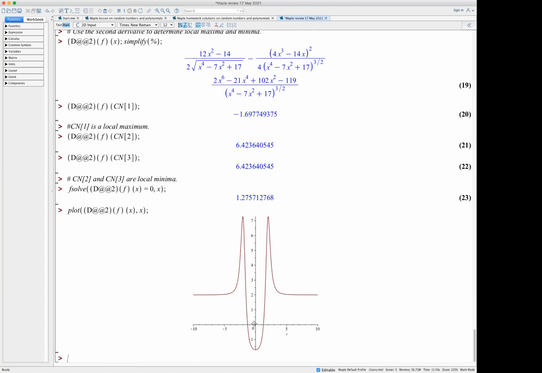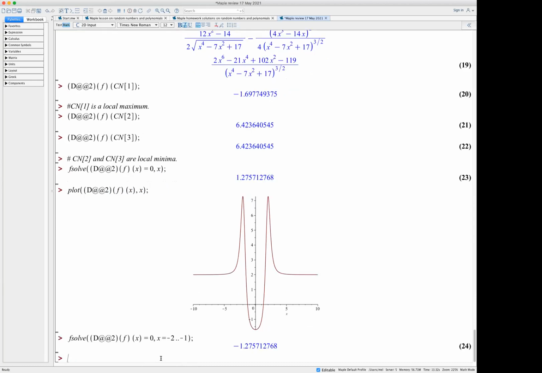So when you plot it, you see there's two solutions, one positive and one negative. And fsolve just gave us the positive solution. So to find the negative solution, looks like it's between, let's say, -2 and -1. So let's just look there, x equals -2 to -1. So we have a second solution.